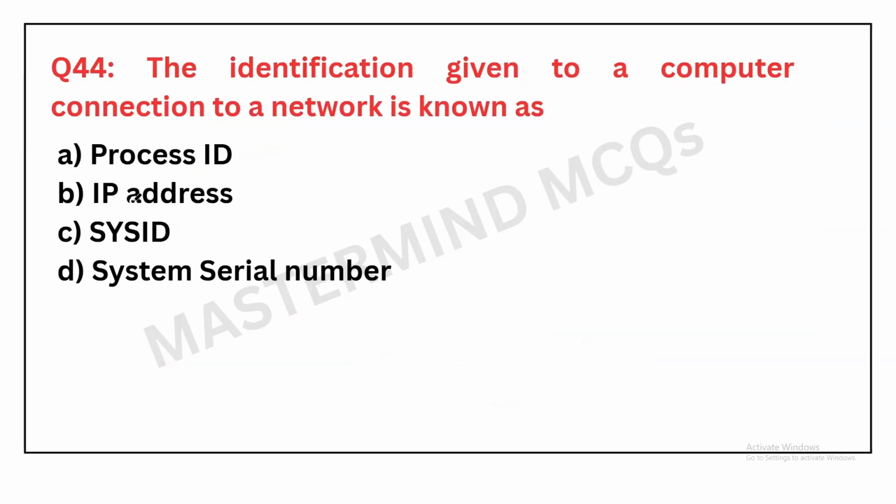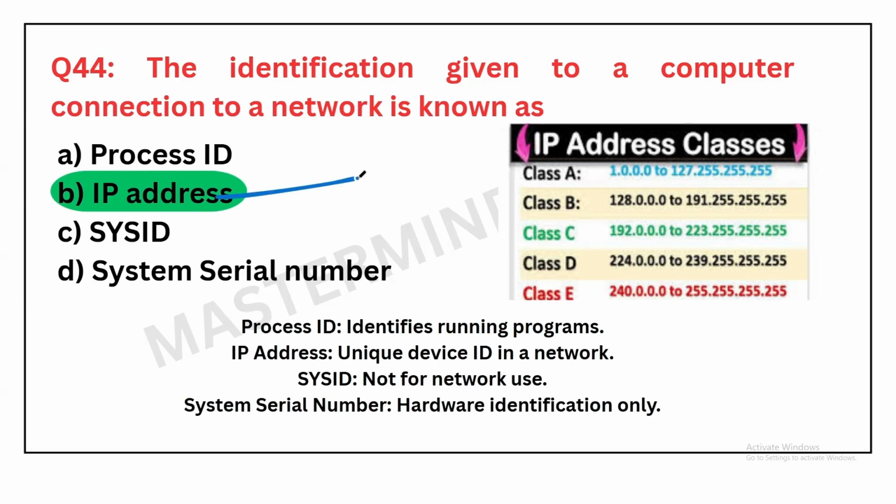The identification given to a computer connection to a network is known as option A, process ID, option B, IP address, option C, SYSID, option D, system serial number. The right answer is option B, IP address. An IP address is a unique number assigned to each device on a network, helping it identify and communicate with others.